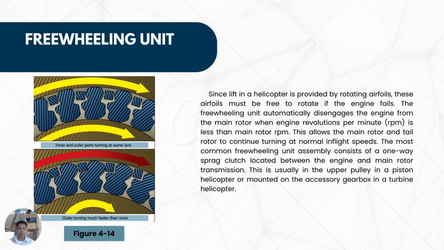The most common freewheeling unit assembly consists of a one-way sprung clutch located between the engine and main rotor transmission. So this is usually in the upper pulley in a piston helicopter or mounted on the accessory gearbox in a turbine helicopter.